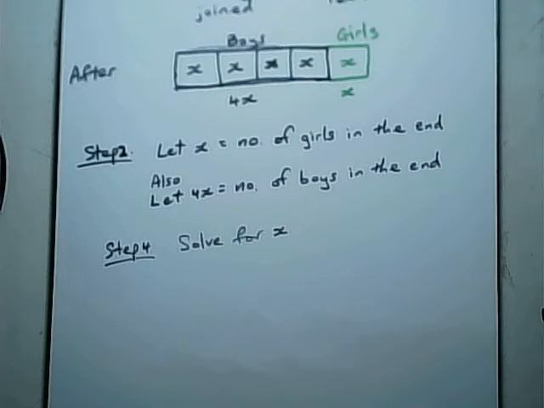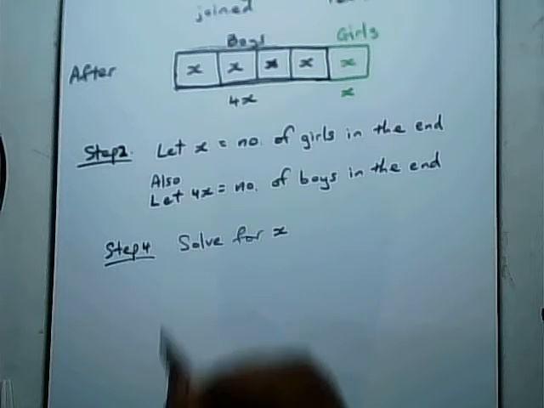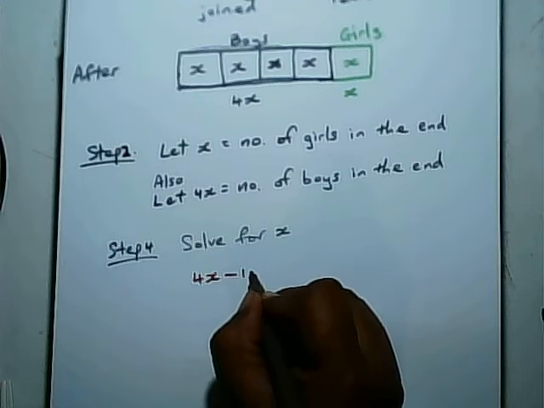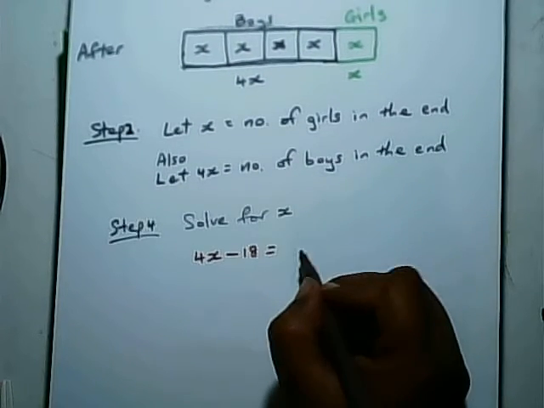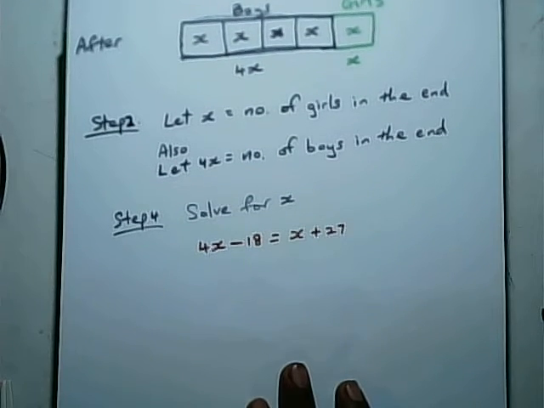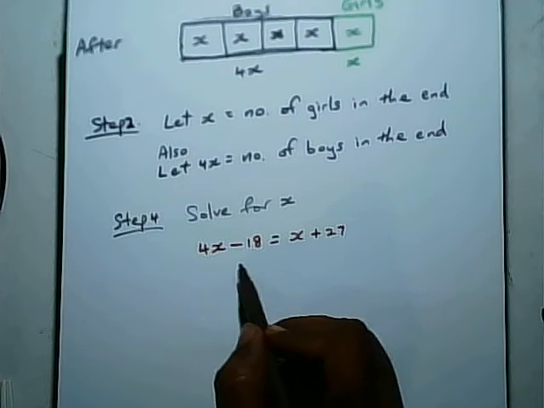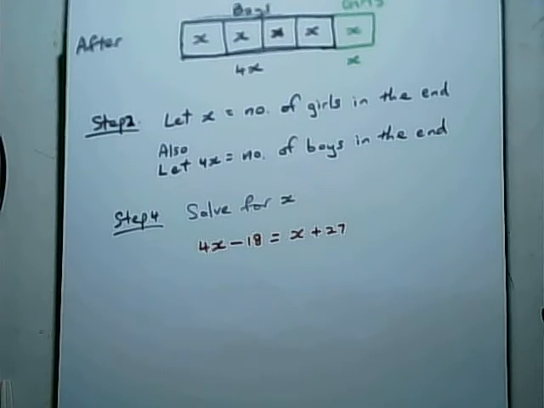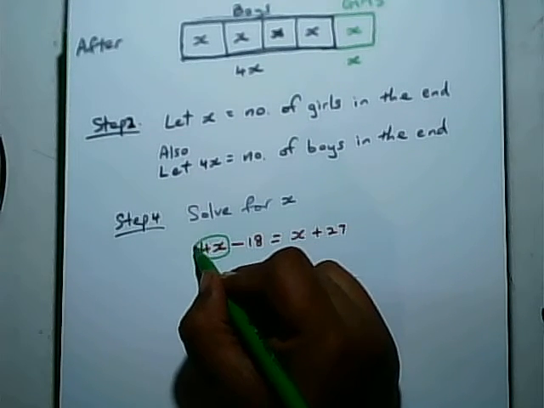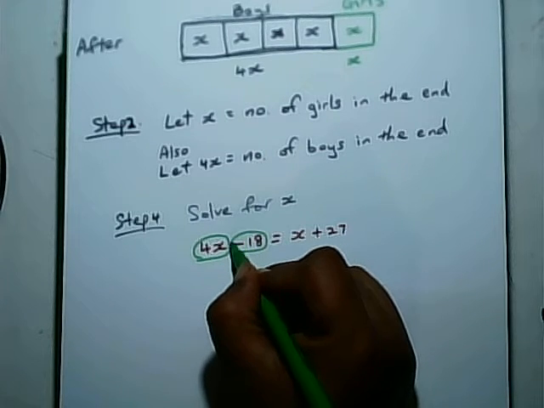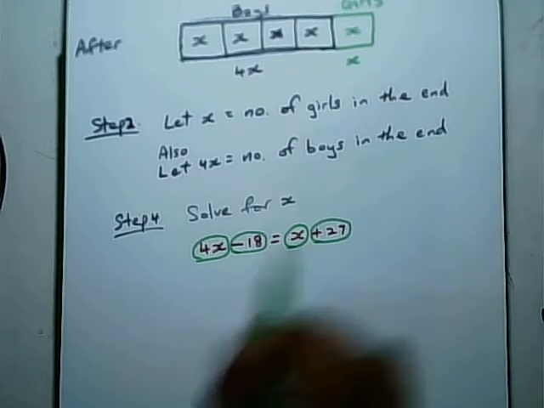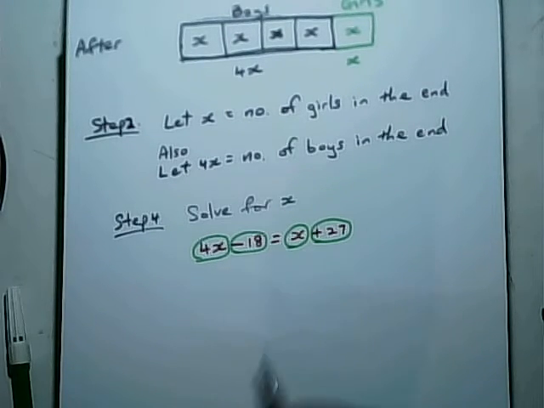How are we going to do that? We're going to take the number of boys, which is 4X, take away 18, and that was equal to the number of girls, which was X plus 27 at the start of our story. Now we need to rearrange this equation to get X alone on one side. Let's circle the terms. 4X minus 18. This is not taught in primary school. This is taught in high school. So I guess, but this is how I know to do it.